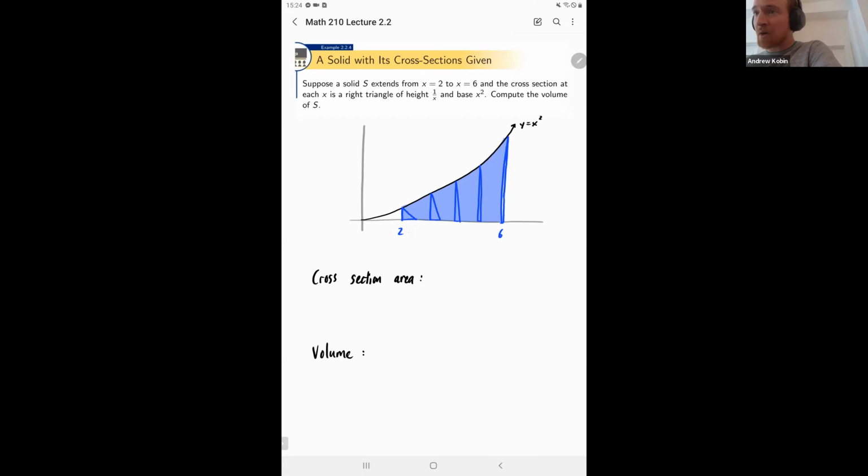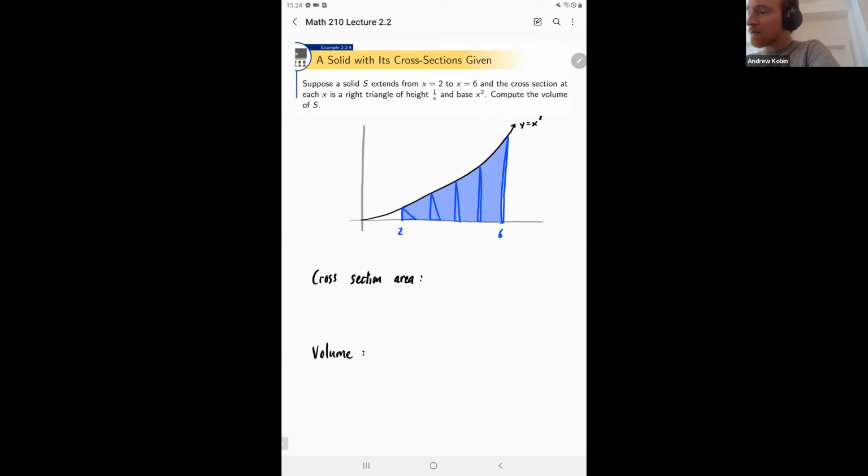So these are actually sticking up off of the xy plane. This is a three-dimensional figure. And notice that if the heights are 1 over x, they're going to shrink as we get larger and larger x values. Whereas the bases will increase because they're growing by x squared.